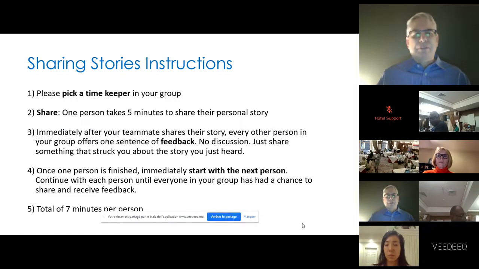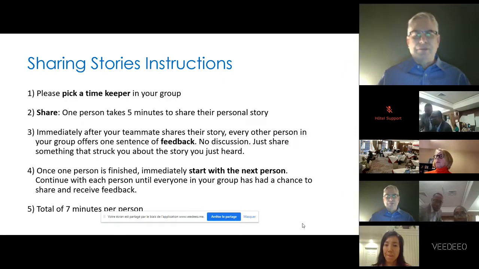But after the person speaks and does their 5 minutes, then the other people go around the table and provide feedback. The feedback should be in the form of 1 or 2 sentences, not a lot of feedback, but just share something about the story that you heard that struck you, that impacted you, or that you really were interested in hearing about. When all the feedback has been given in about a 2-minute period, then the next person starts and does their 5-minute presentation about their personal story.